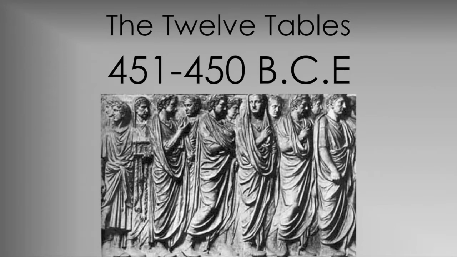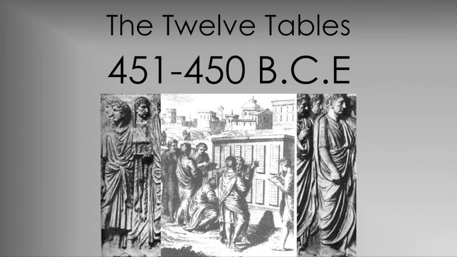The tables were completed by two commissions known as decemviri. As the name suggests, these commissions had 10 men on them. One of the most important effects of the 12 tables was the second secession of the Plebeians in 449 BCE.